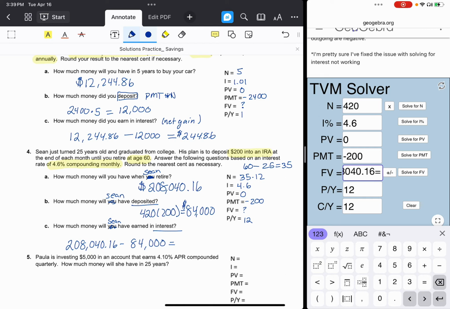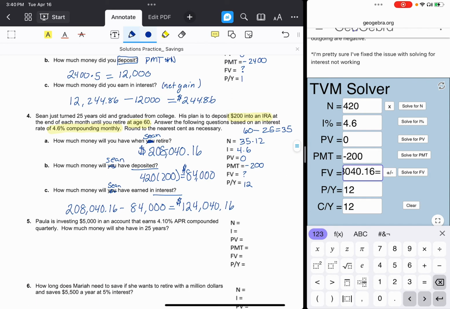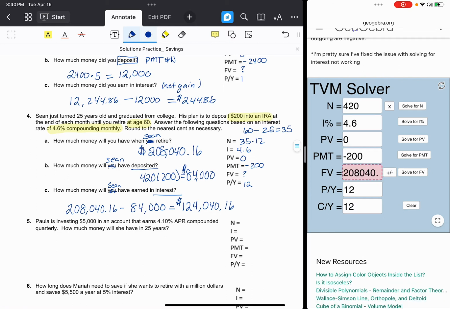All right, so I take my new value and I subtract the original amount deposited, even though it was deposited over a time period. And we find out that he earned $124,000 and $40.16 by just putting his money in a bank account. That's pretty nifty. All right, I'm going to clear out my TVM solver. Oops, doesn't want to clear, so I had to click it a few times. And now we're going to talk about Paula.